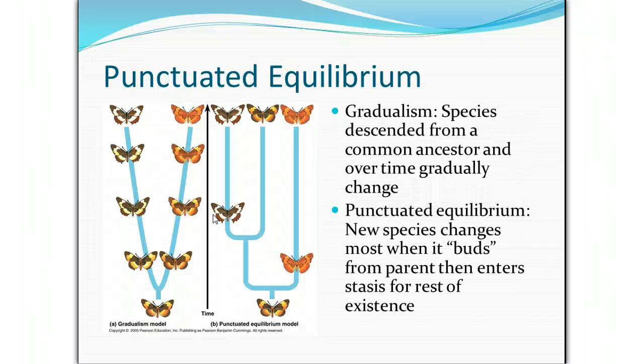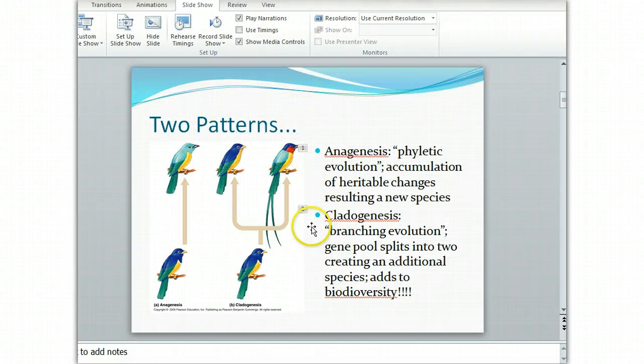Punctuated equilibrium, again, was discussed by Mr. Anderson, but I'm going to go over it as well. So gradualism is the idea that species descend from a common ancestor and gradually over time accumulate these different changes, and eventually you'll see the change. Punctuated equilibrium is when new species change the most when they bud from their parent, and then they enter a stasis, so kind of no change for the rest of their existence. So it's like this pop of change.